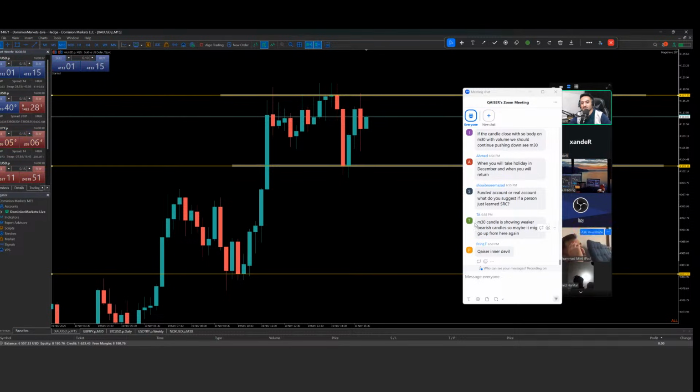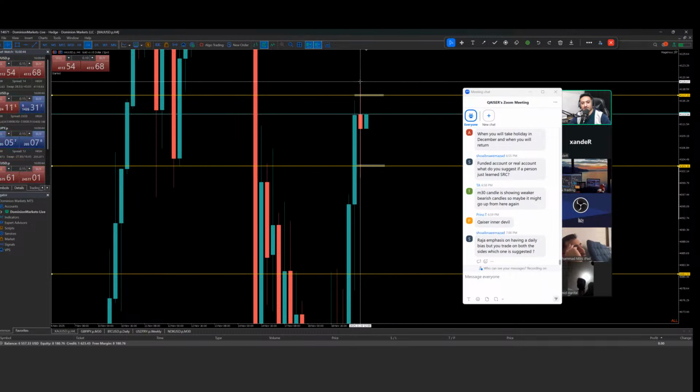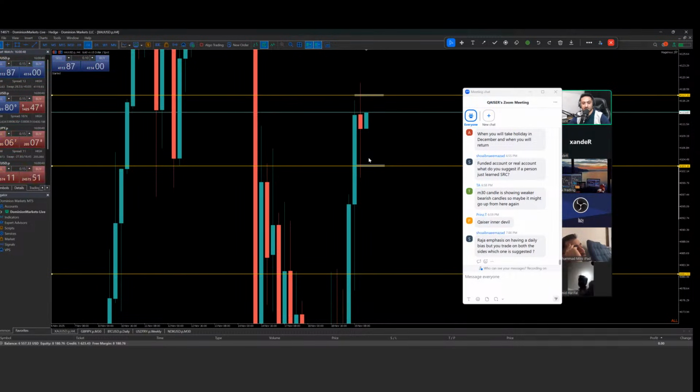Just waiting. Now H4 also closed. Look at this one, H4 also closed. If this candle creates a weekend break above this high, there's a probability it could continue pushing to the upside.